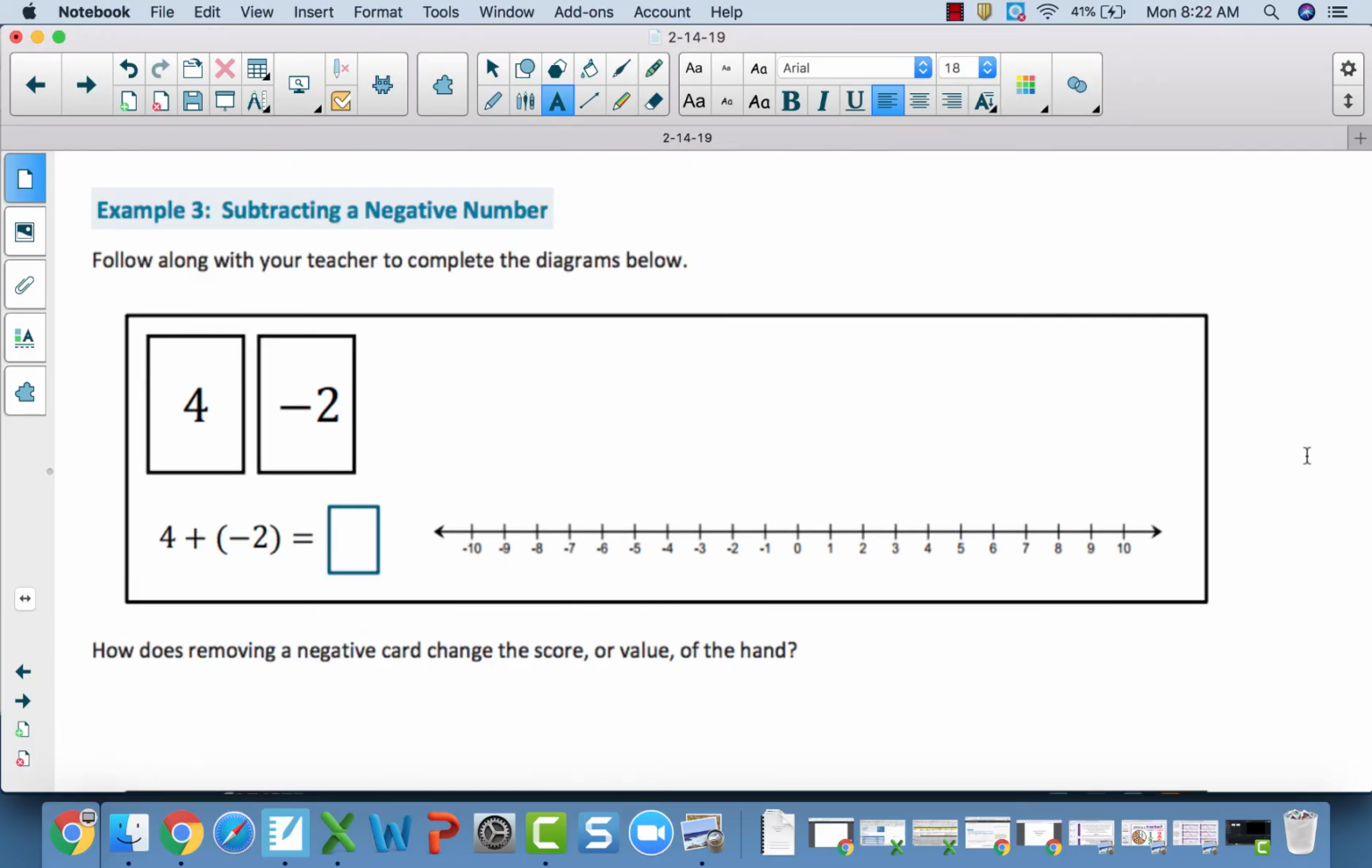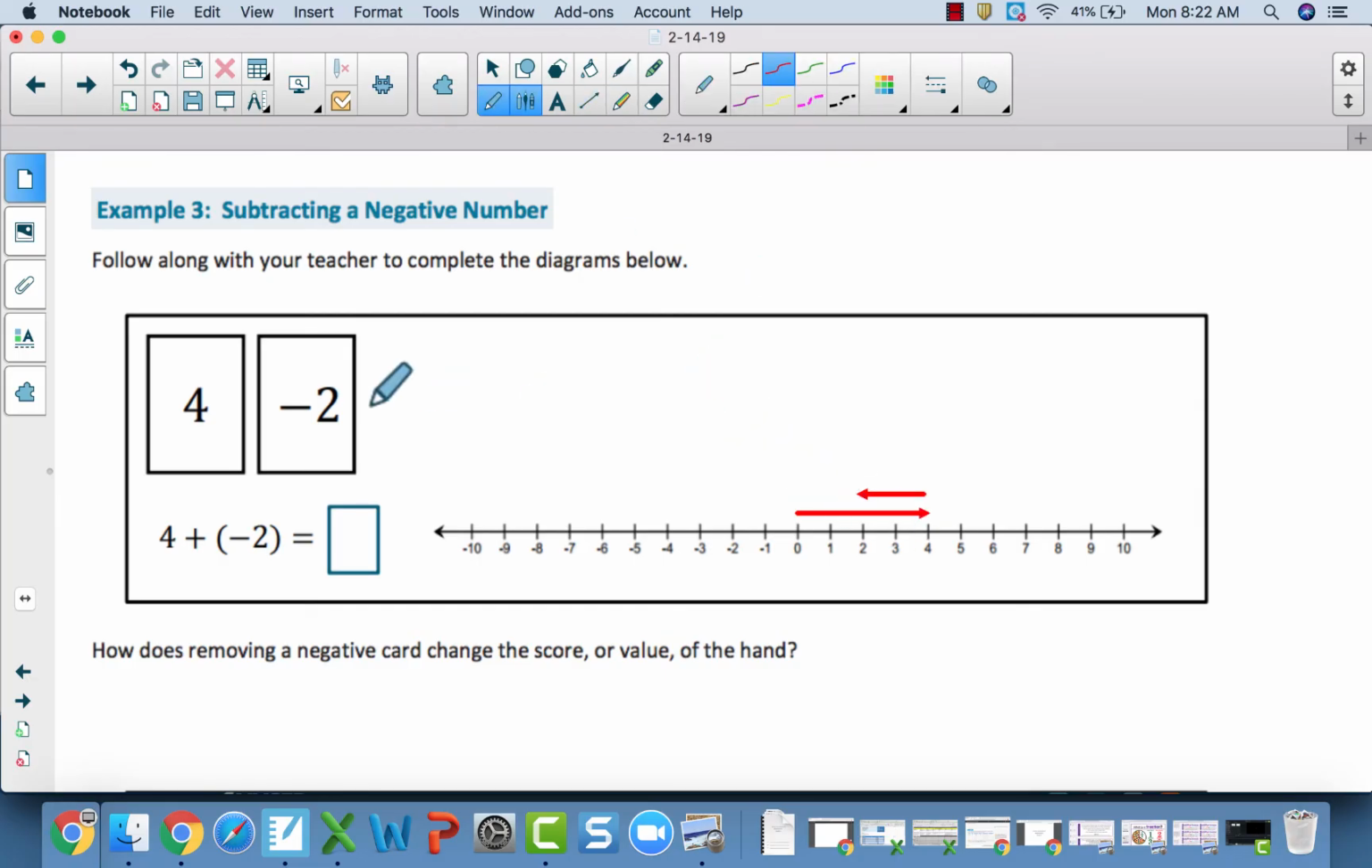Example number 3, we're going to focus on subtraction of a negative number. So follow along with me as I complete this diagram. So the first problem shows that I have a 4 plus negative 2 in my hand. So I'm going to start at 0. I'm going to draw my tail, my vector, out to 4. And then I'm going to pick up where that one left off and move 2 units to the left because that second card is a negative. And I end up right here at positive 2. So the sum of 4 and negative 2 is 2.